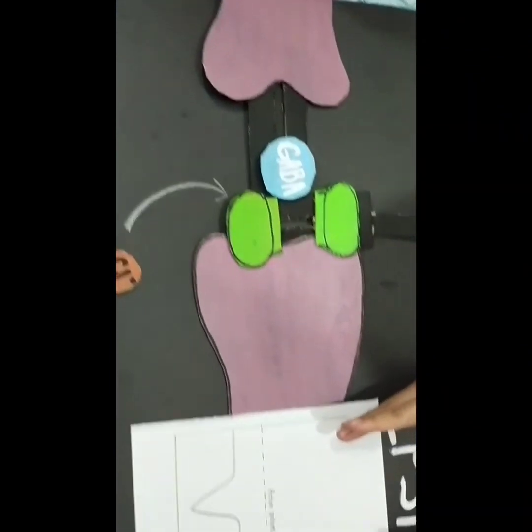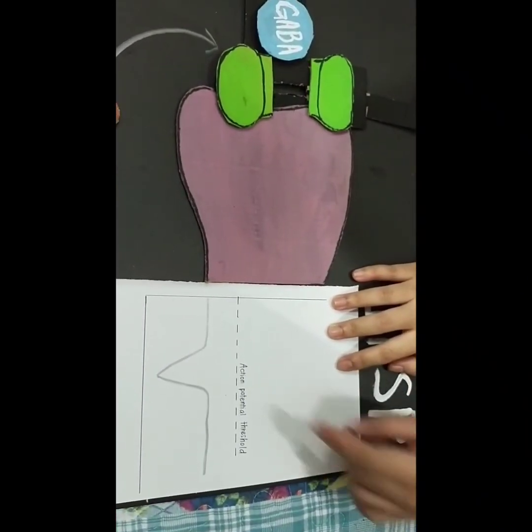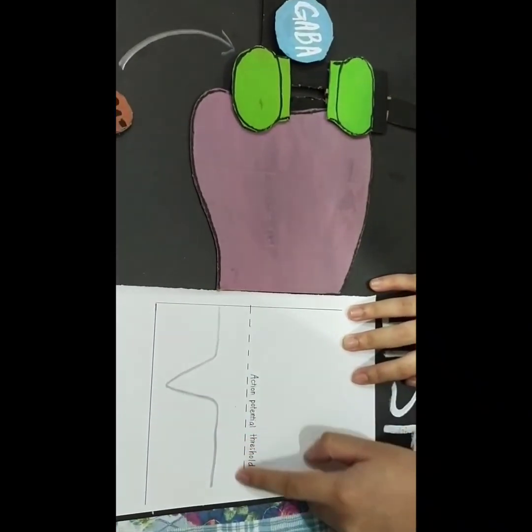The hyperpolarization of the postsynaptic membrane is less likely to generate an action potential since it is far away from the action potential threshold.